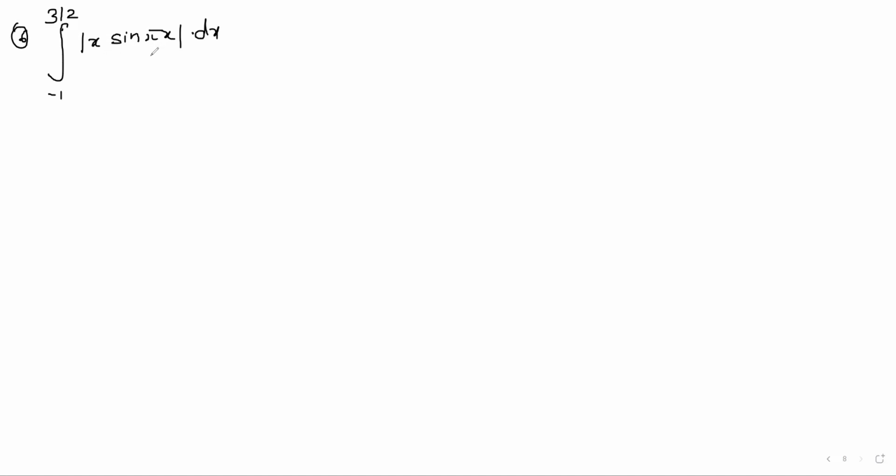If the inside is positive, we will write it as positive. If it is negative, we will just put a negative sign and then solve. Now there are two functions here, and these two functions are in multiplication, so we first have to analyze the functions separately.